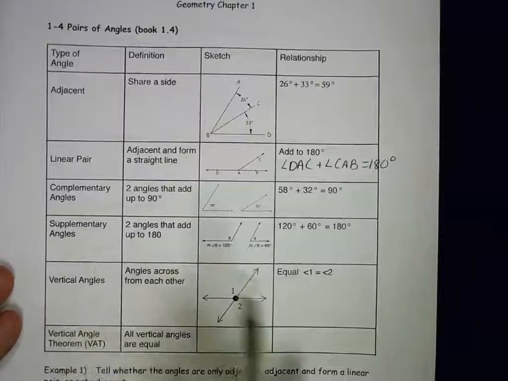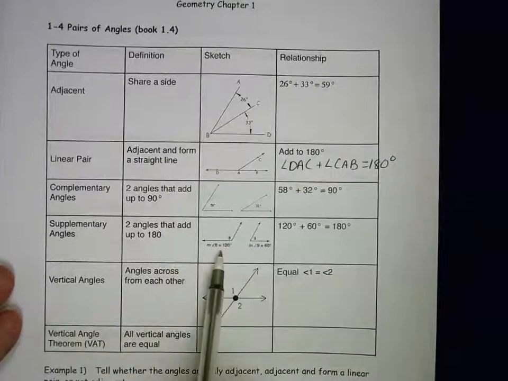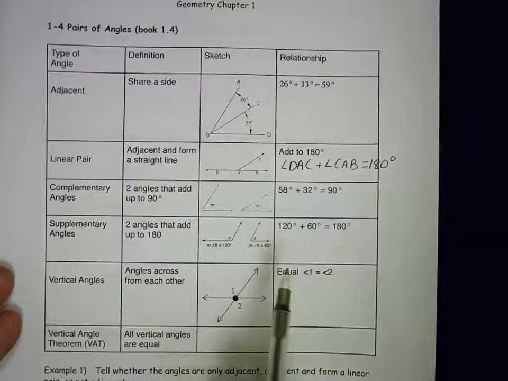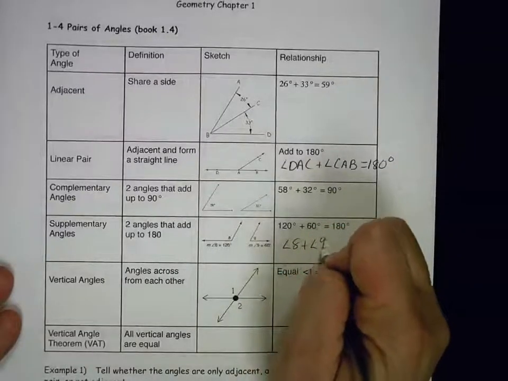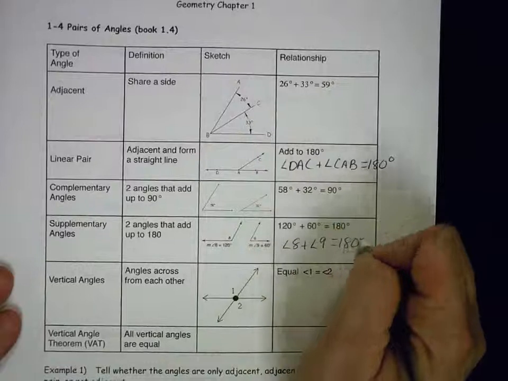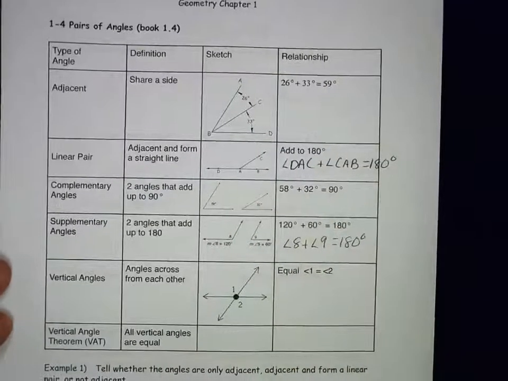Supplementary are two angles that add up to 180. So this one here is 8 and this is 9. So we could say angle 8 plus angle 9 equals 180 degrees.